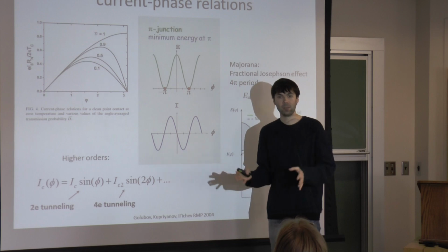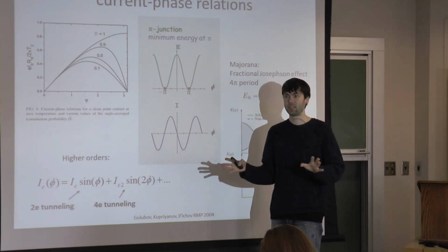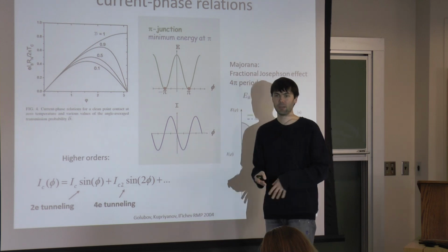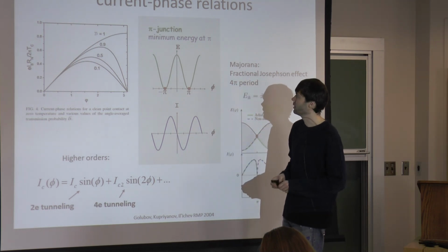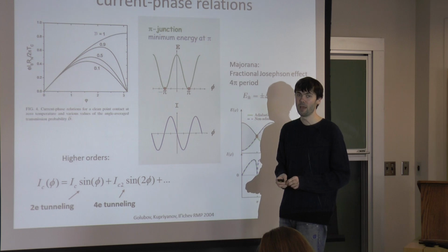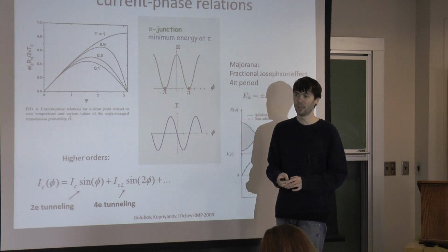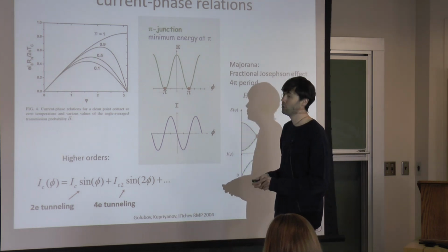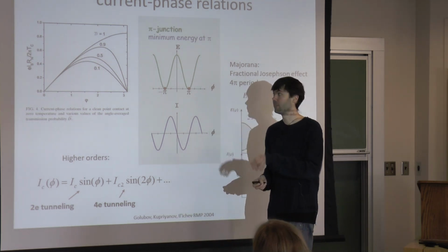I told you sine phi, sine phi, sine phi. Yes, it is the case in most junctions. If you put two superconductors together, most likely it will be something like sine phi in between them. But there are many important examples where it's not the case. And there you have to take into account what happens in the barrier.